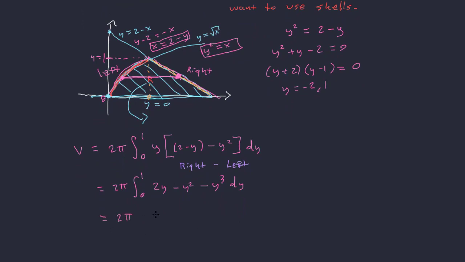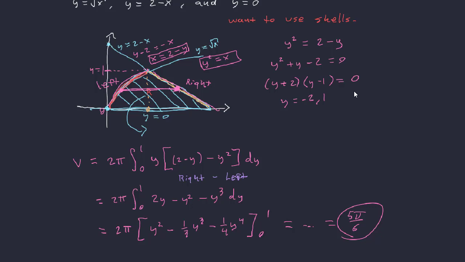And we'll get 2 pi times, now when we integrate, we'll get y squared minus 1/3 y cubed minus 1/4 y to the 4th. And since we've done this one already with pretty much the exact same numbers, we get 5 pi over 6. Okay, if you think about it, this is actually exactly the same shape. We're just orienting it in a different direction.